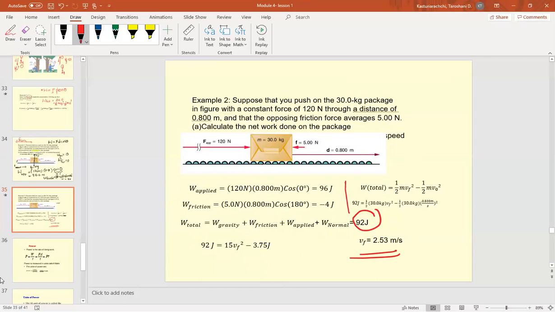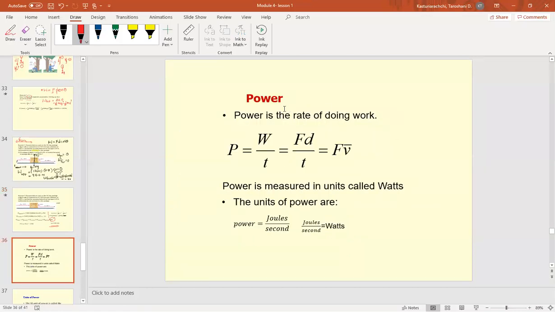All right. The last part for this lesson is something called power. Power is related to work. It's defined as the rate of doing work, work per unit time, so it is joules per second. Joules per second has another unit, which is watts.